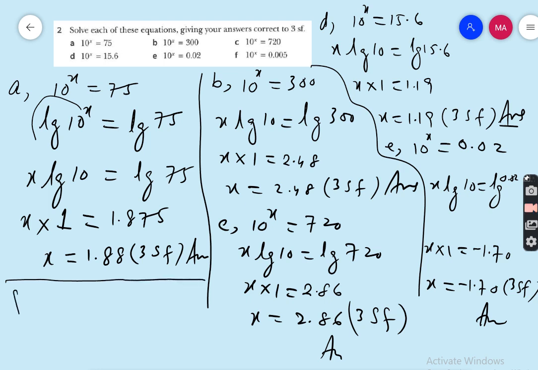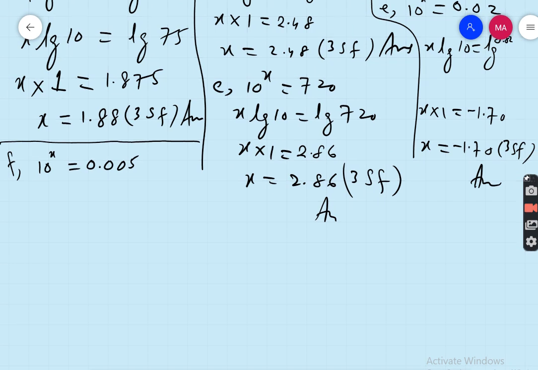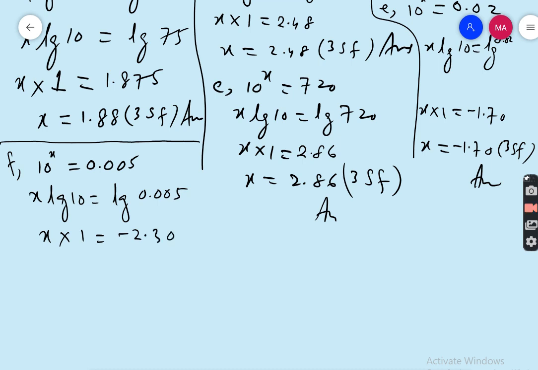Last part, part F. 10 power x is equal to 0.005. Very easy. Then taking log on both sides, x log 10 is equal to log 0.005. Log 10 is 1 and log 0.005 is 2.30. So x is 2.30. This is the answer correct to three significant figures, and we have done all parts.